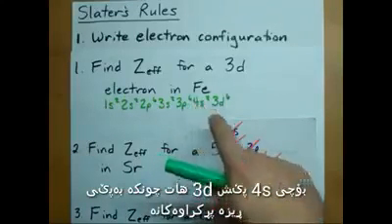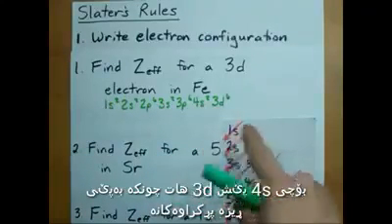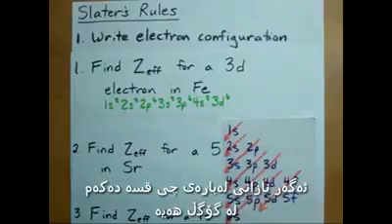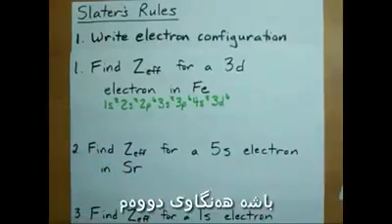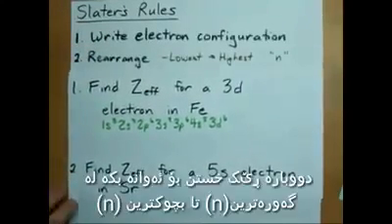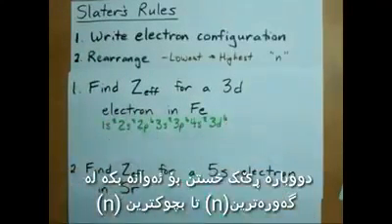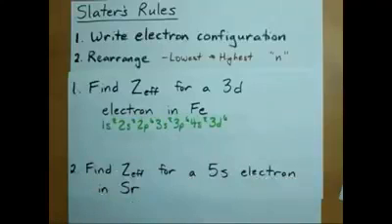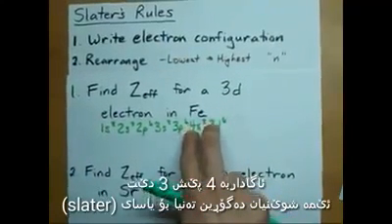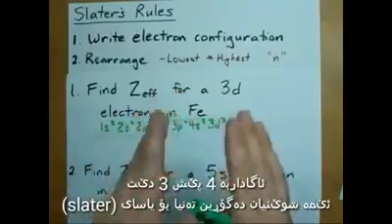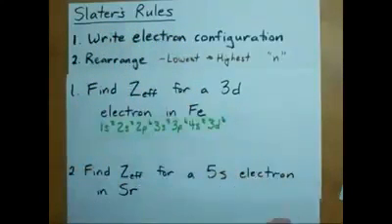Why does 4s come before 3d? Because of the order of filling. If you don't know what I'm talking about, Google order of filling. Okay, step 2. Rearrange all of these from the highest to lowest n. Notice that this 4 came before this 3.